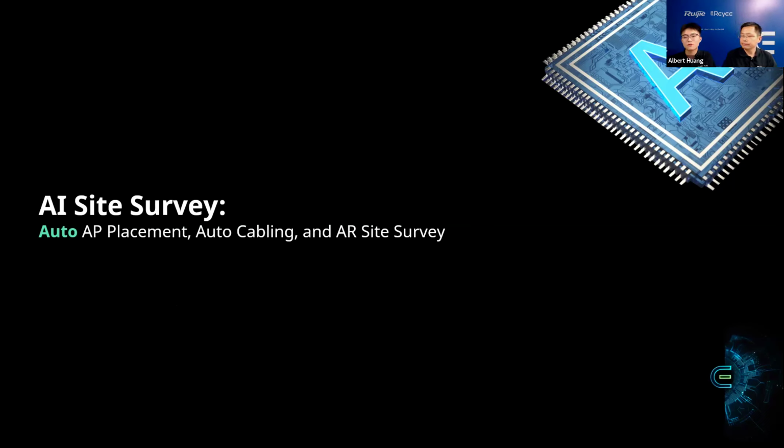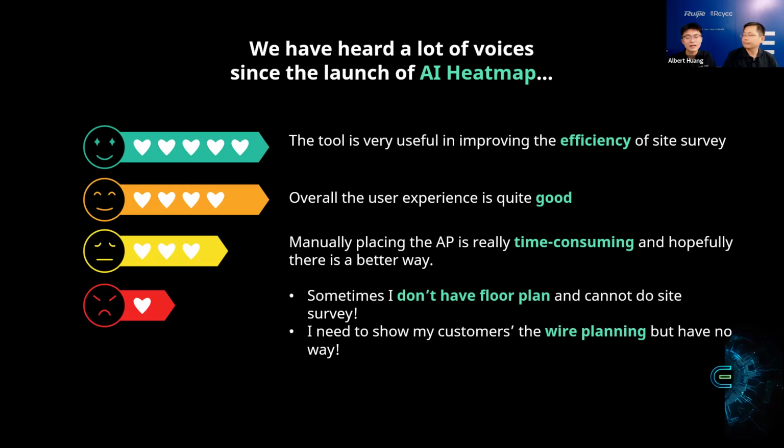In this section, we will first present to you some of the key updates in our site survey tools, including auto AP placement, auto cabling, and AR site survey. Since the launch of AI Heatmap last year, we have heard a lot of voices from our customers, and many of our customers are telling me that AI Heatmap helps them a lot in improving the site survey efficiency. But we also heard some feedback from our customers telling us that AI Heatmap is not that perfect. For example, I heard some customers tell us that manual AP placement is time-consuming, and also some told us that we lack cable planning in our AI Heatmap.